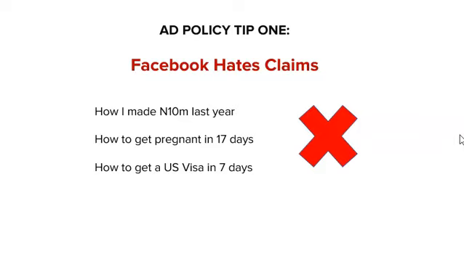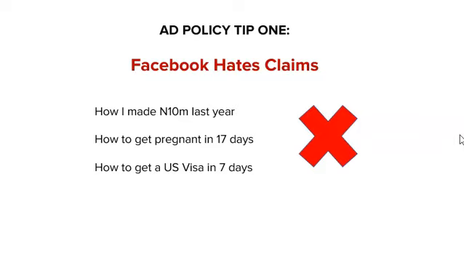There are certain areas where people violate the Facebook advert policies. And the first area is making claims. Facebook does not want you to make claims, especially claims about money and health. It doesn't matter if you have proof to support it or not. So when you go to Facebook and write an advert that says how to make 10 million naira, they see that as a claim. Or maybe you say how to get pregnant in 17 days. They don't like claims. So just stay away from making huge claims like these on Facebook.